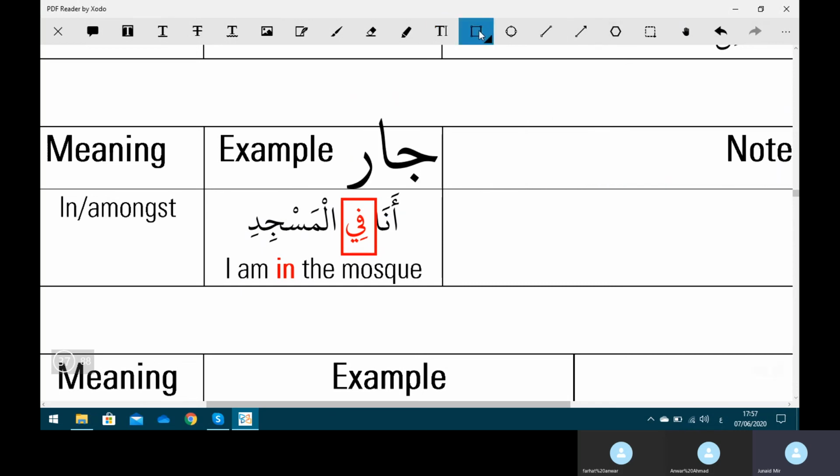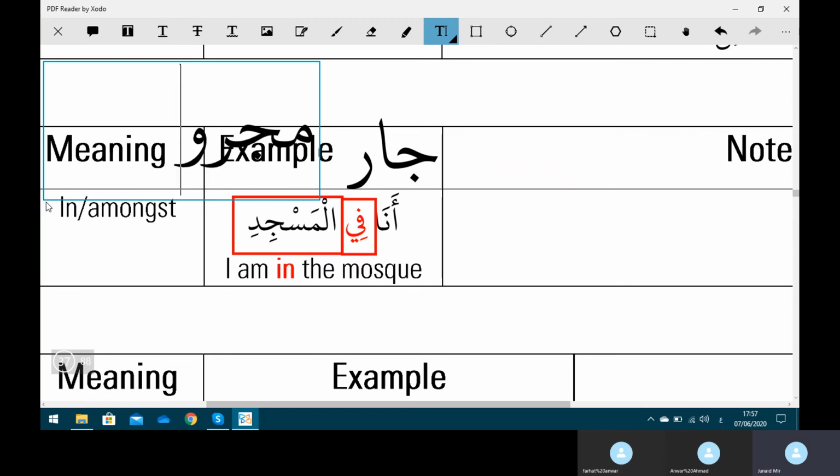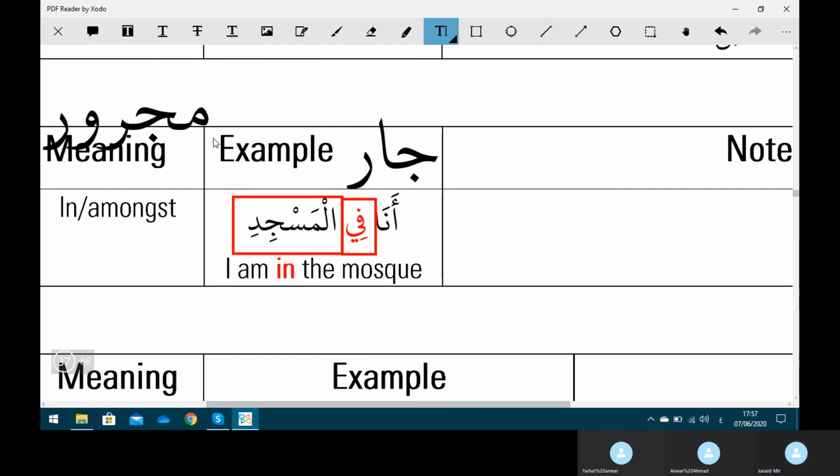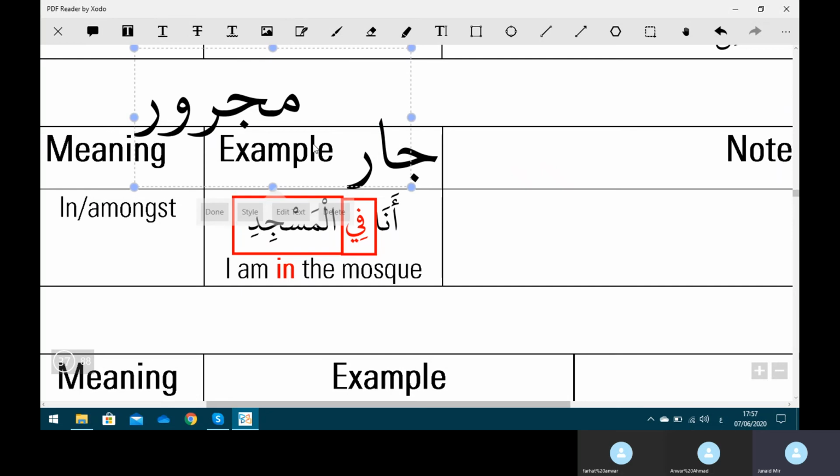And the second part is affected by the harf jar. It's been made majroor or it's been made jar. We call this second part majroor. That's what we mean by jar and majroor. This is fragment number 2. Fil masjidi is a fragment. It means in the mosque. In the mosque. So this is fragment number 2.